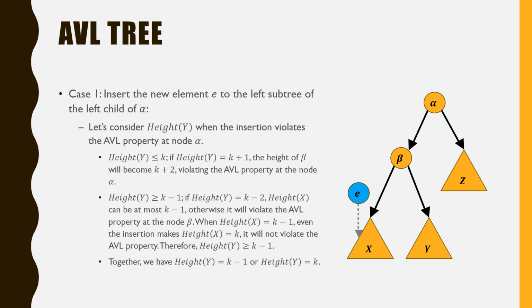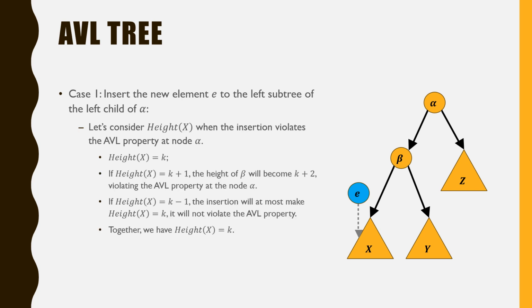This means the insertion does not violate the AVL property, contradicting the assumption that the insertion caused a violation. Thus, the height of y cannot be k minus 2. In conclusion, the height of y can only be k or k minus 1. Next, we claim that the height of x can only be k before insertion.